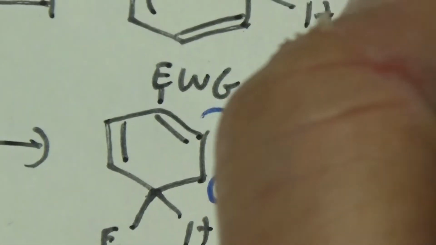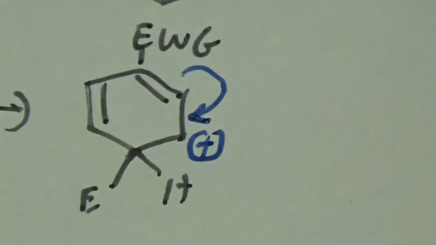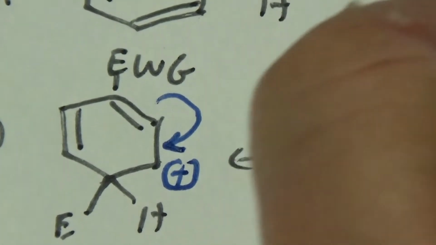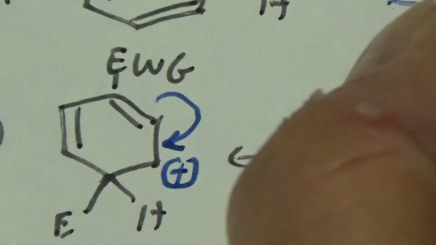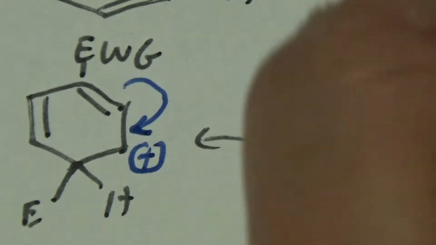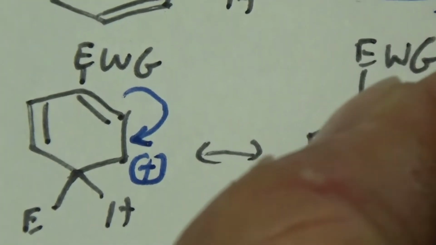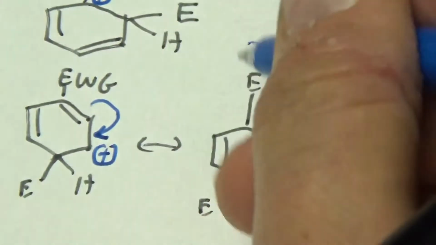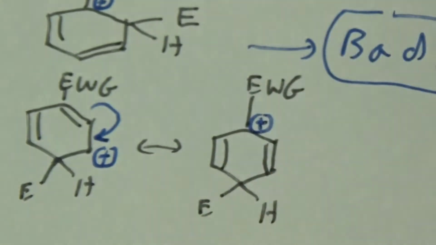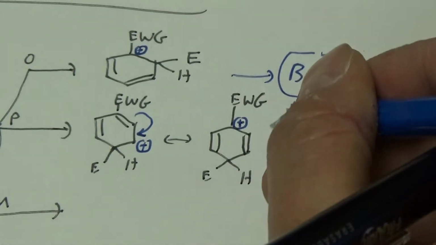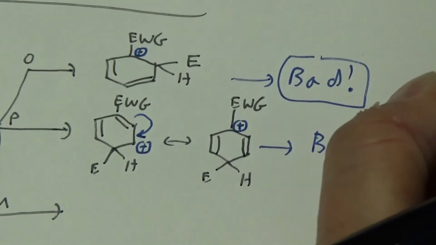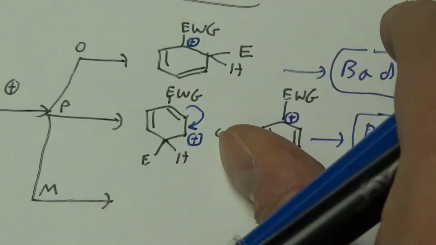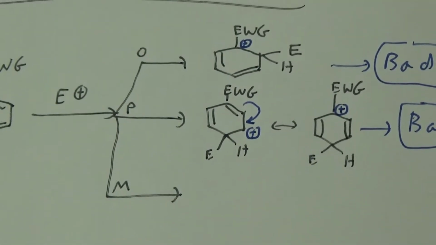So now we draw resonance, and now we have EWG, double bond, we resonated the electrons to here. Now we have E and H. And where's the positive charge? Uh-oh. It's right there next to the electron withdrawing group. And you say, oh no, it's bad also. Okay? So this is explaining why these electron withdrawing groups don't want to be ortho-para directors. Now we're going to do the meta.